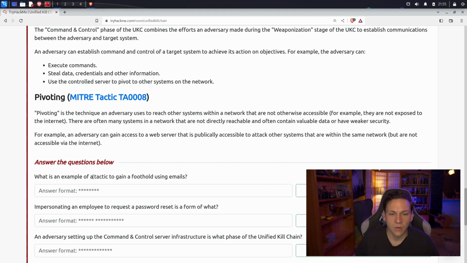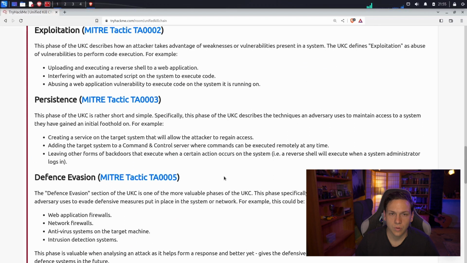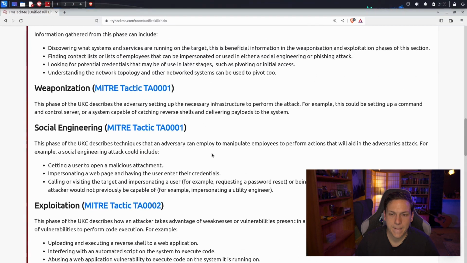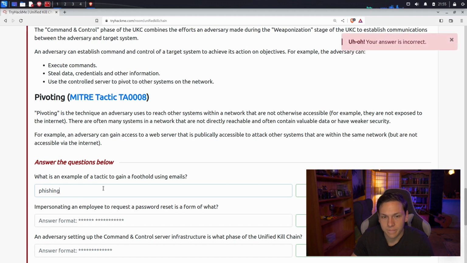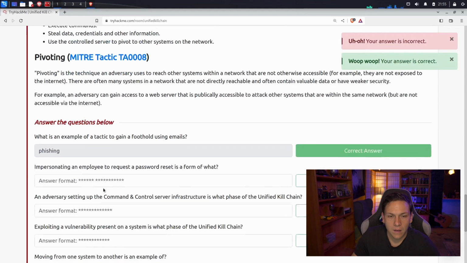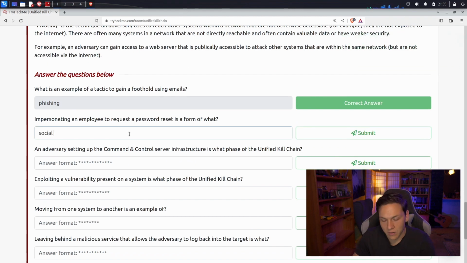What is an example of a tactic to gain a foothold using emails? That's phishing. Impersonating an employee to request a password reset is a form of social engineering.